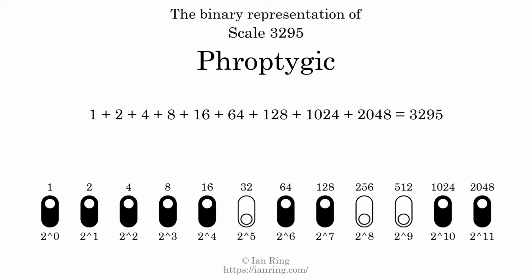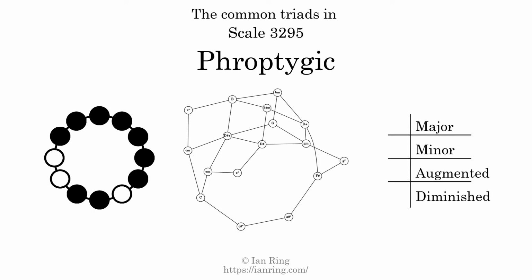3295. That is why the scale number, in decimal, is 3295. The scale number not only enumerates the scale with a unique index, but it also literally describes the tonal content of the scale. Represented as a binary number in base 2, the scale number is 110011011111. Here are the common triads present in this scale.